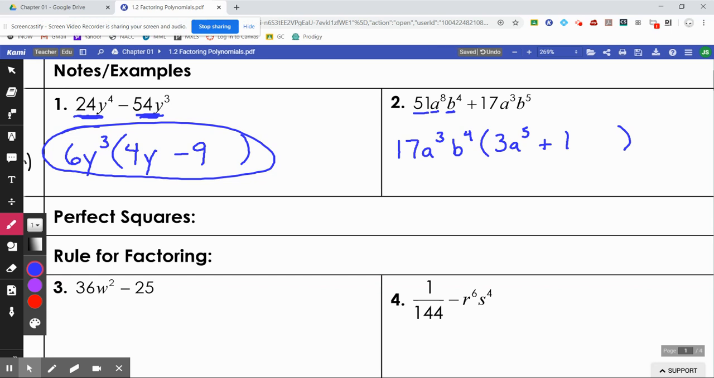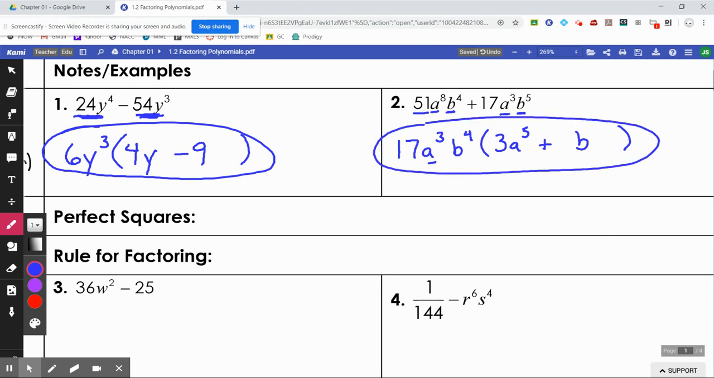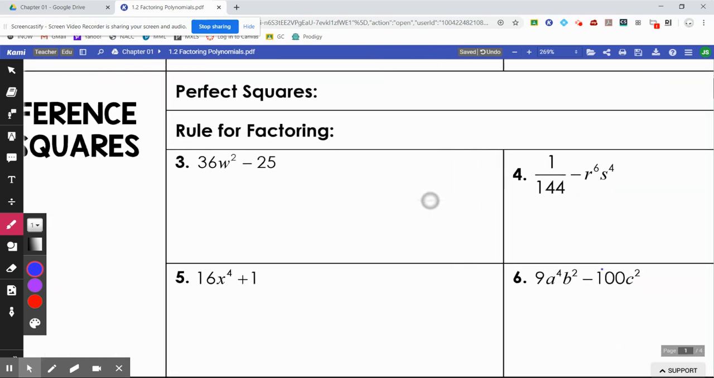17 times, if you need to put the 1, sometimes you might. Let's see if we're going to have to. 17 times 1 is 17. We need 3 a's. They're all on the outside. We need 5 b's, so we do need to put 1 more b on the inside. So we really don't have to put 1 b. We can just leave it as just b. So that's factoring out a GCF.